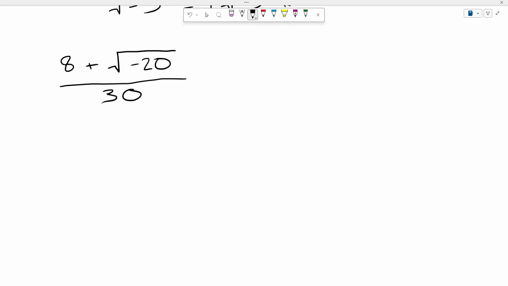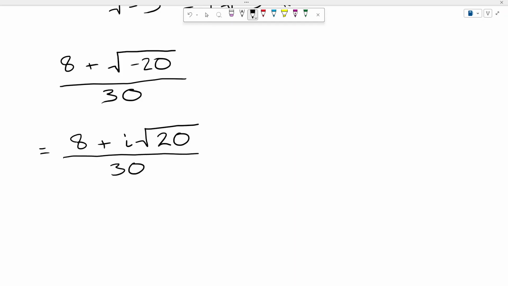We can change that. So this can be changed to 8 plus, throw the i out front, square root, and now we have positive 20, over 30. And let's simplify. I just want to do something with the square root of 20 itself. We can simplify that a little bit.